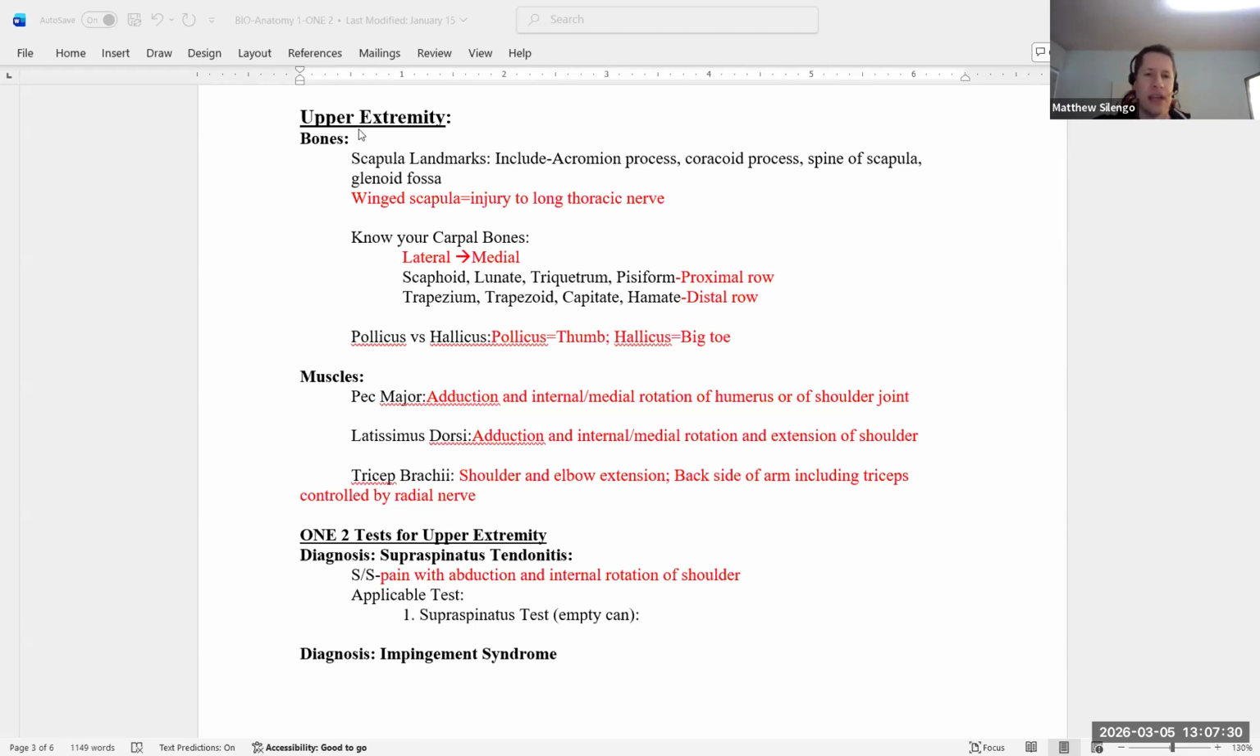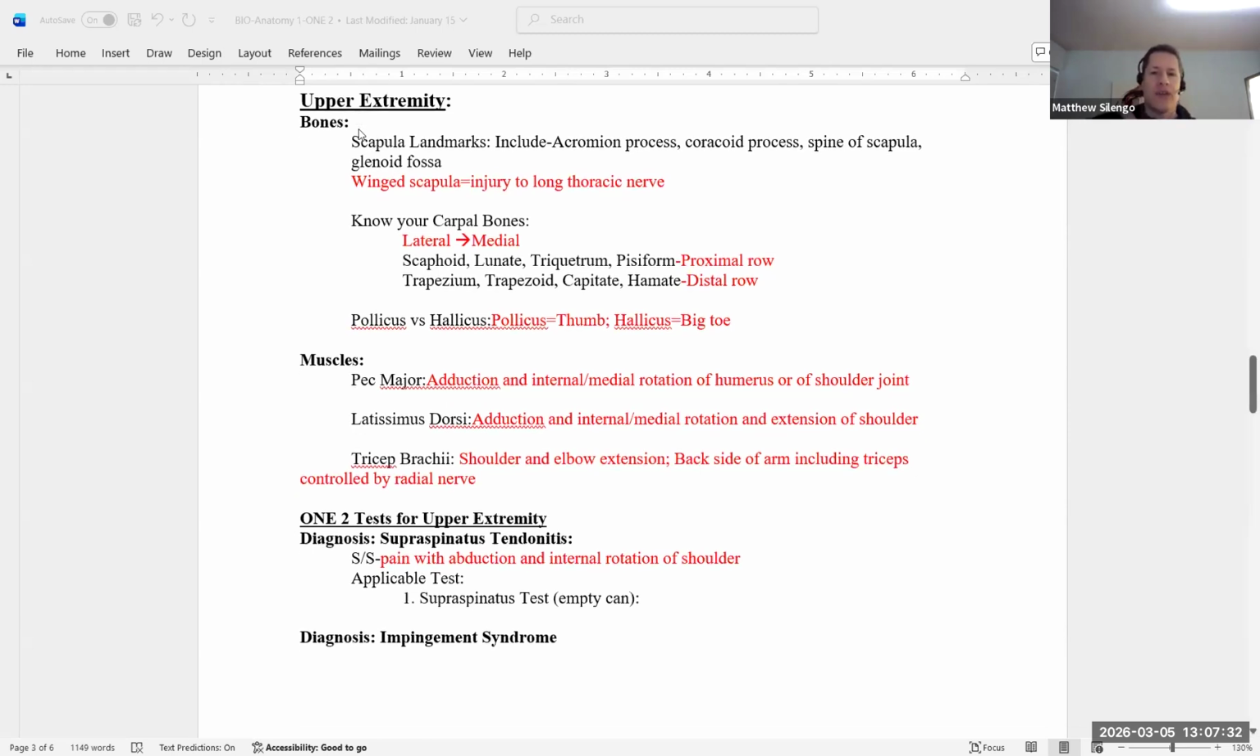Okay. The upper extremity. First off, we start with the scapula. The scapula is the most proximal part that helps form the upper extremity. And there are some landmarks on the scapula that could come up on the exam.